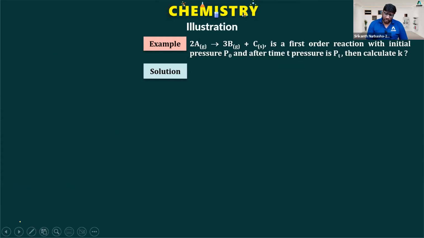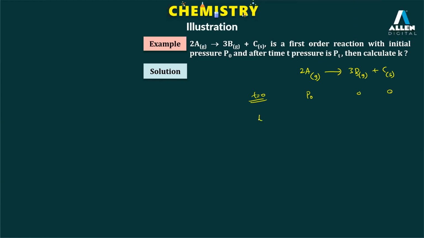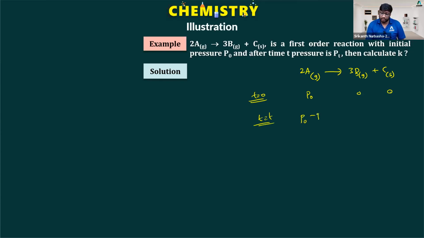This is also a similar question. 2A gives rise to 3B plus C. Same type of question. Let us solve it again. 2A gives rise to 3B gaseous plus C solid. At time t is equal to 0, let us say P naught is the initial pressure because they have given that. At time t is equal to T, what is the pressure of A? P naught minus P dash. What is the pressure developed due to B?